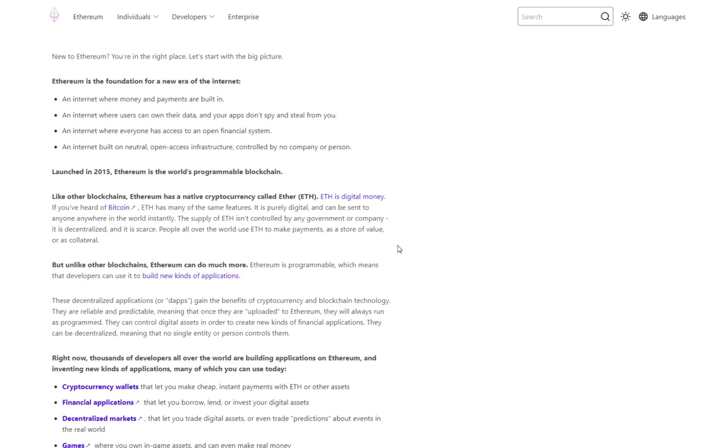So yeah, with Bitcoin, you can't build things on it. With Ethereum, pretty much every token now that comes out and starts in the industry starts as an ERC20 token, and all of them are built on the Ethereum network.